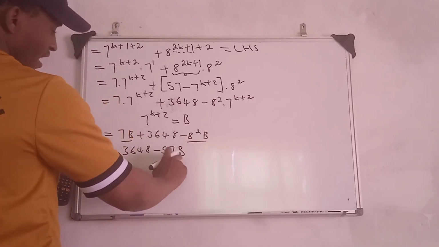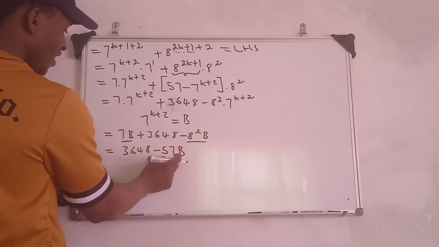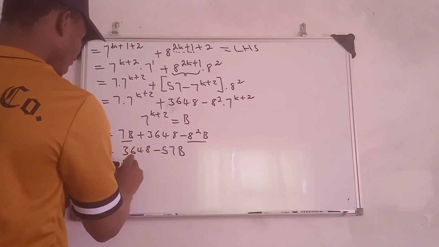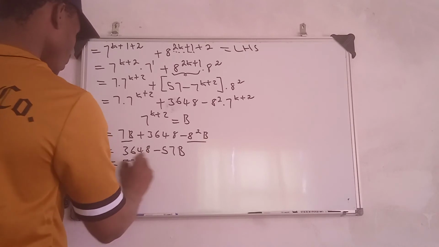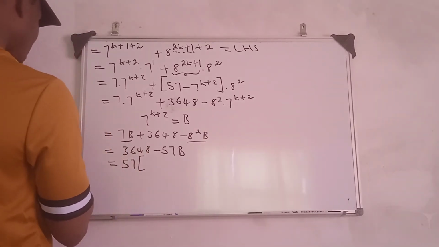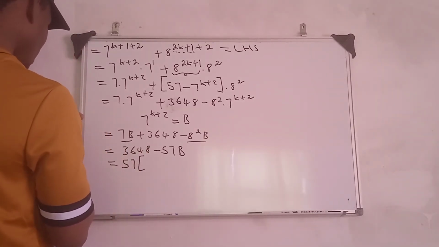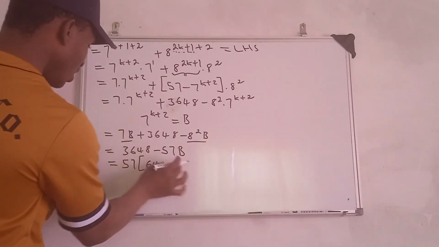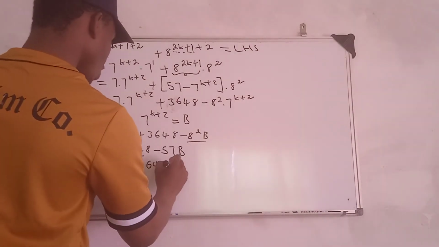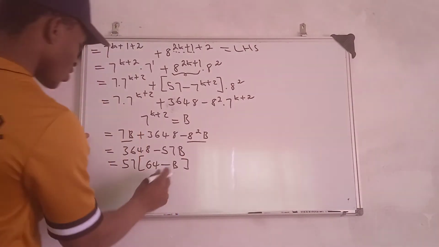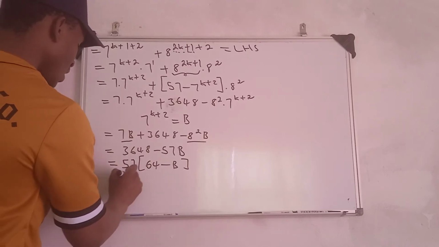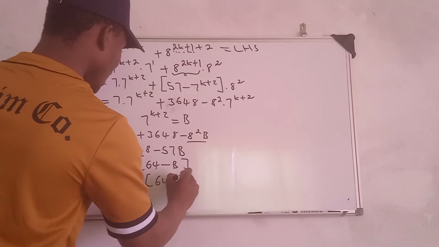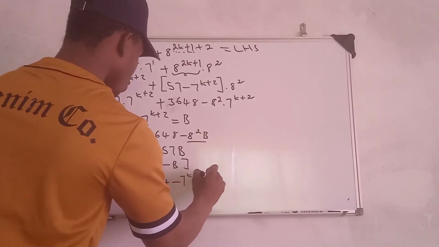57b. If I can factor out 57 here, that means this thing is divisible. So let me try to factor and see. What is 3648 divided by 57? So this term is divisible. Even this one is divisible. So this one will just be b. So I can substitute my b. My b is just 64 minus 7k plus 2.